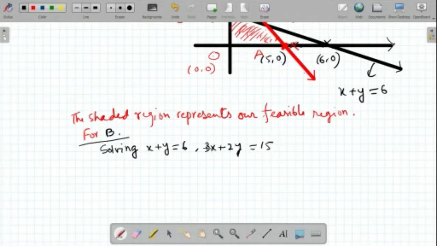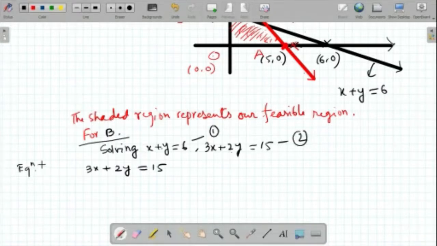The x coefficients are 3 and 1, the y coefficients are 2 and 1. So let's say the first equation is x plus y equals 6, and write down 3x plus 2y equals 15, right? Now let's say this is our equation 1 and this is our equation 2. Now which variable do we eliminate? I think we eliminate y. To eliminate y, the y coefficient in one is 2 and in the other is 1, so multiply by 2.